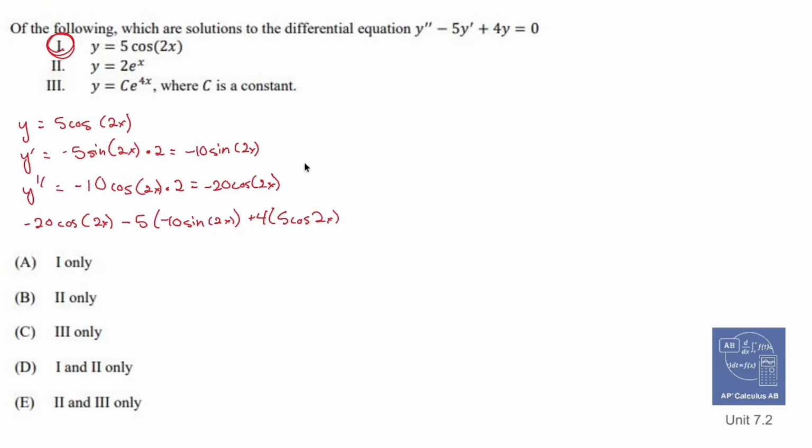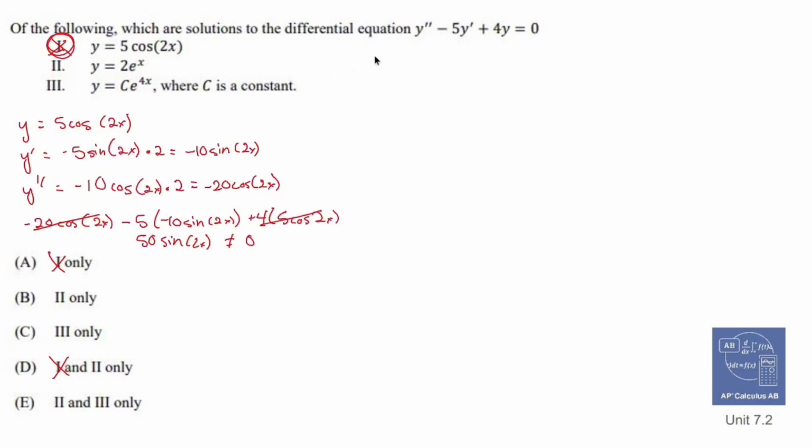And I'm supposed to get 0 when I do all that. Now, quick math will tell you that the negative 20 cos 2x and the 4 times 5, which is positive 20 cos 2x, will go away, but we're going to be left with a 50 sine 2x. That doesn't disappear, which means it's not going to be 0. So 1 is not going to be an option. So get rid of it. Okay, let's try out option number 2 and see if that works.